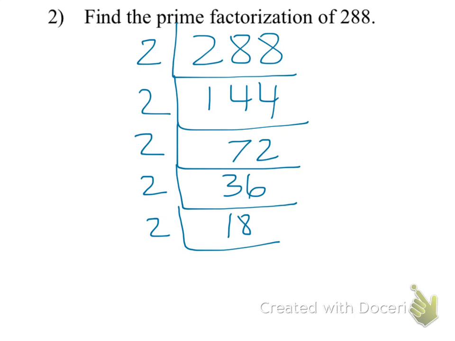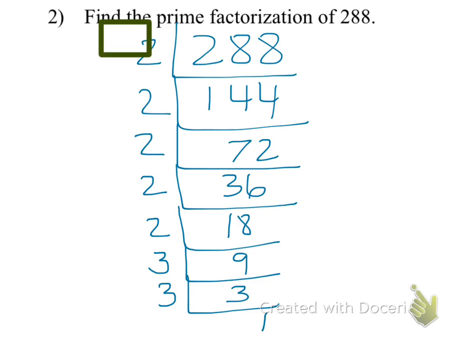Oh, I'm going to run out of room down here. All right, how am I doing? 2 does not go into that. The next prime number would be 3. 9 divided by 3 is 3. And the last one I can do is 3. 3 divided by 3 is 1. 1 and I'm done. Let's check out our prime factorization.